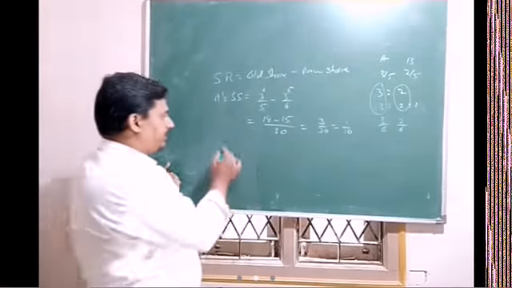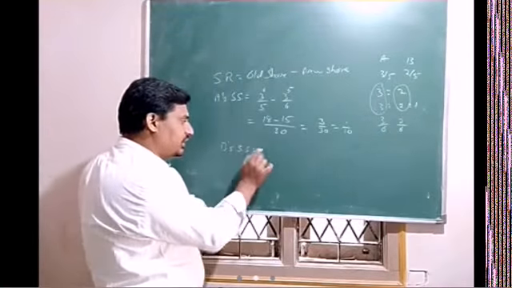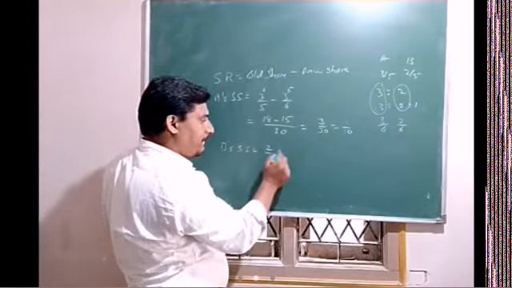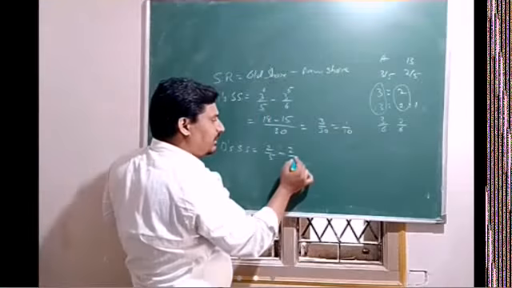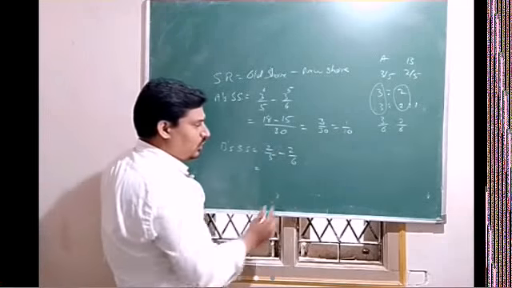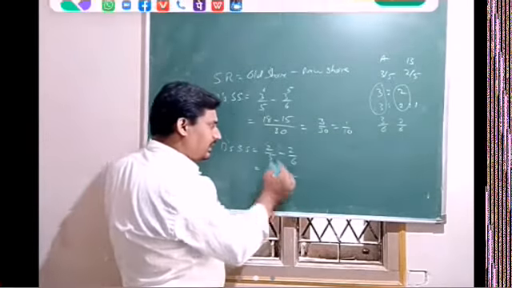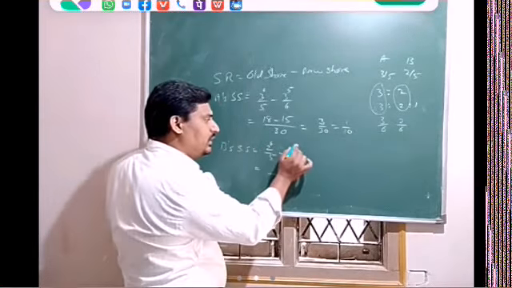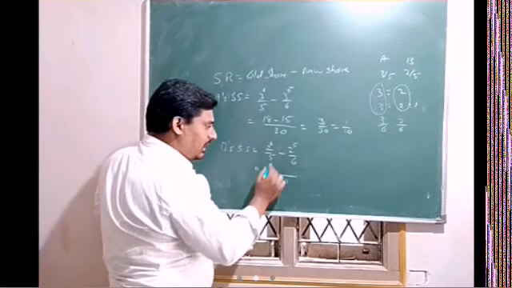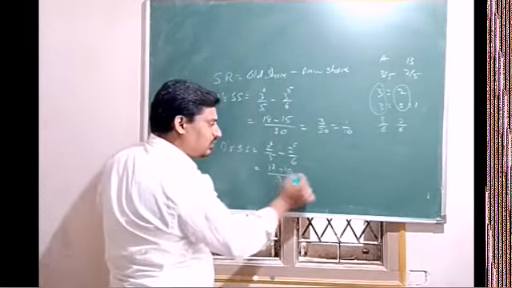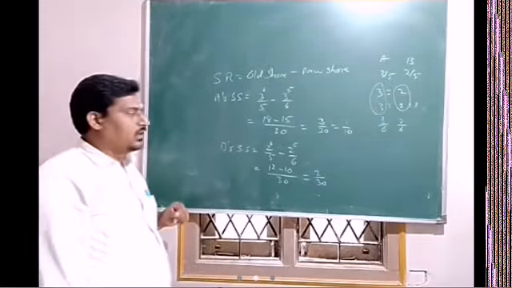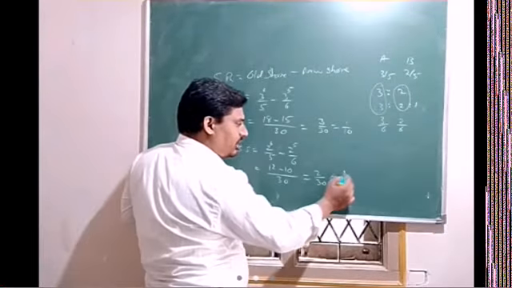Next, B's sacrifice share is equal to his share 2 by 5 minus the new share 2 divided by 6. Now the LCM is 30. Here 2 into 6 and here 2 into 5. So 12 minus 10, that is equal to 2 divided by 30. If we reduce it, it will become 1 divided by 15.